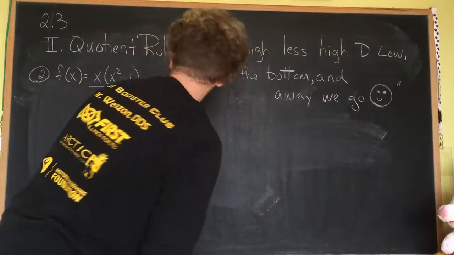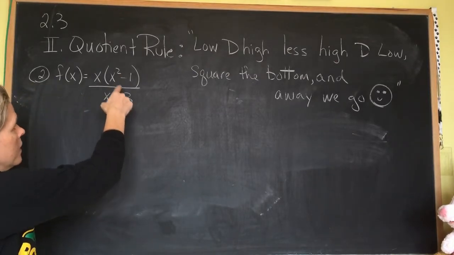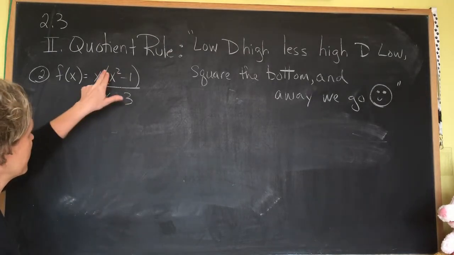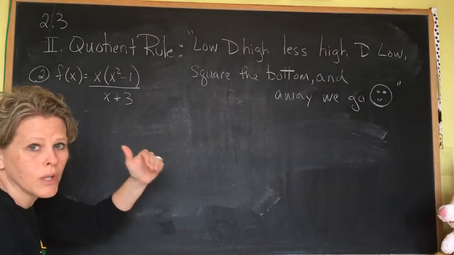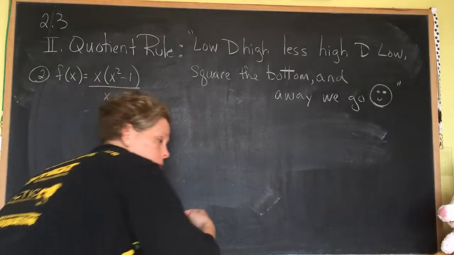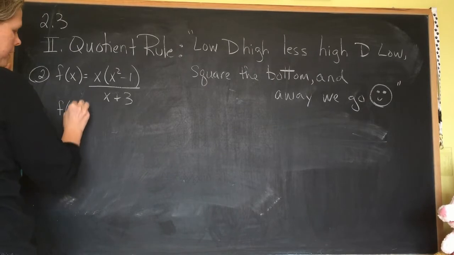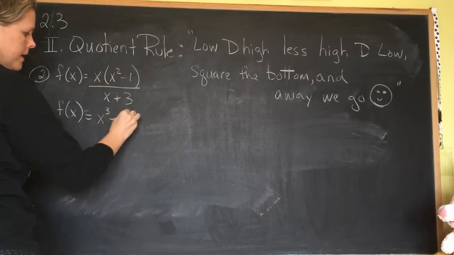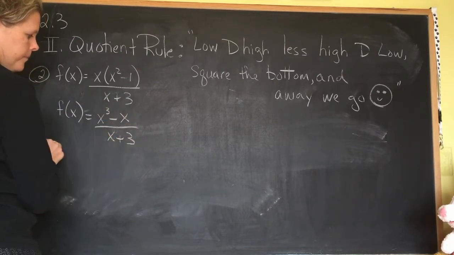All right, so I have x times x squared minus 1, over x plus 3. So I have an x on the top and I have an x on the bottom. The problem is this parentheses here would mean I'd have to do product rule. So you can't do a product rule and a quotient rule at the same time within the same problem. So we need to eliminate one of those. So the first thing I'm going to do here is distribute this x. So I get x cubed minus x over x plus 3.